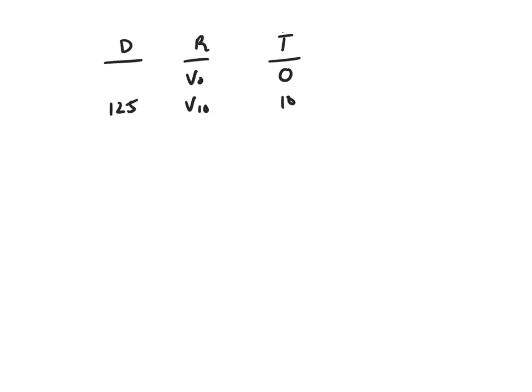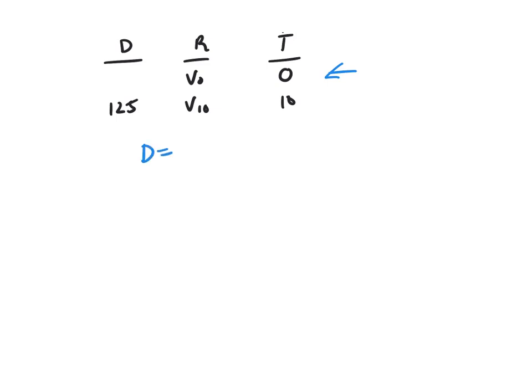This is a distance, rate, time problem, and we're trying to find values for v sub 0 and v sub 10, and that represents the speed of the car. So at time equals 0, the speed is v sub 0. Oh yeah, and the car's increasing its speed. And 10 seconds later, the rate's v sub 10, but the distance it's traveled is 125 from time equals 0 to time equals 10.